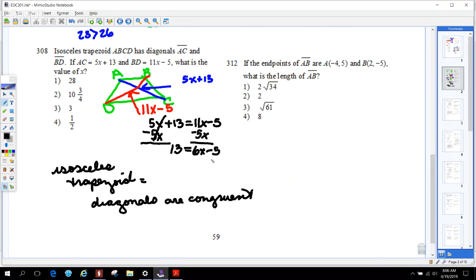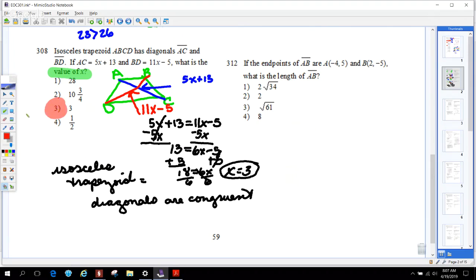What do I do next? Add the 5. 18 equals 6x. X equals 3. Now, pay attention to what it's asking. It is asking for the value of x. So I'm done now. The answer is going to be 3.